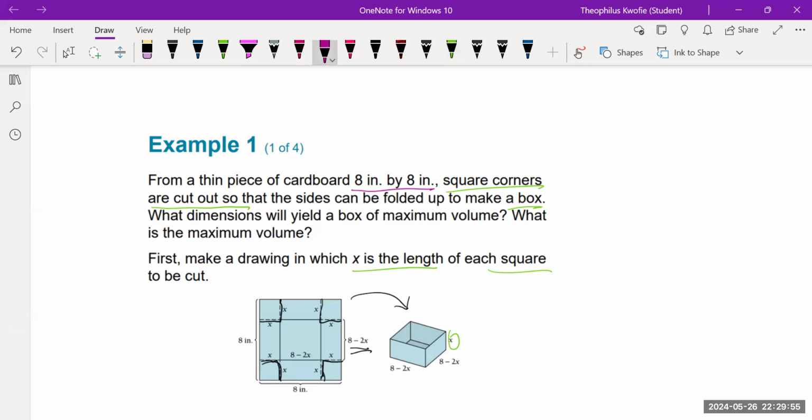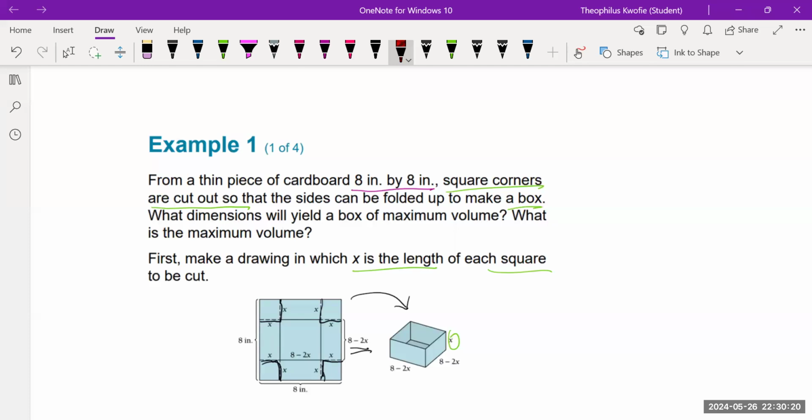Okay, let me use a different pencil to see how best I can help you to understand this. All right. So we see that the length of this cupboard is 8 inches, right? And remember, it was said that square corners are cut off, and remember that x is the length of each square.